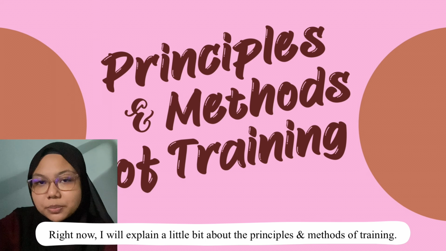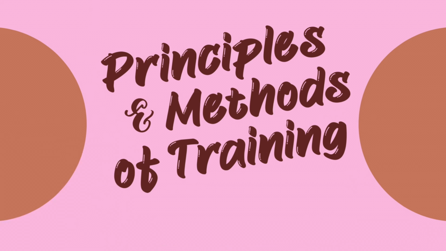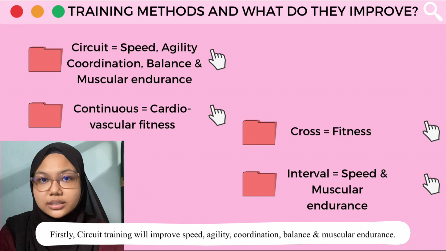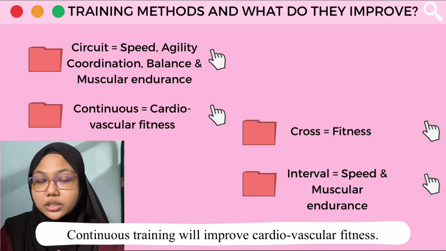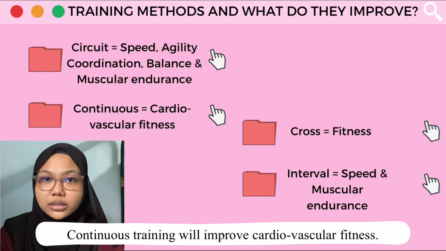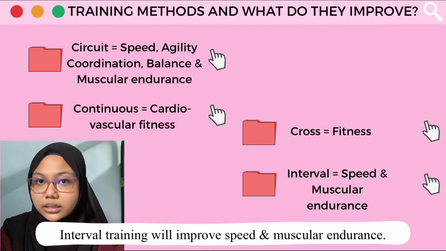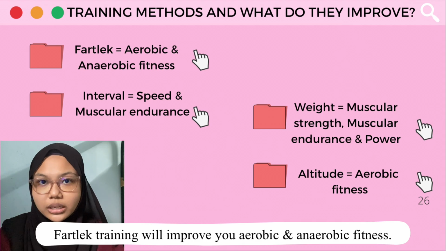Right now, I will explain a little bit about principles and methods of training. These are the training methods that exist and the things that they improve. Firstly, circuit training will improve speed, agility, coordination, balance, and muscular endurance. Continuous training will improve cardiovascular fitness, while cross training will improve your fitness. Interval training will improve speed and muscular endurance. Fartlek training will improve your aerobic and anaerobic fitness.